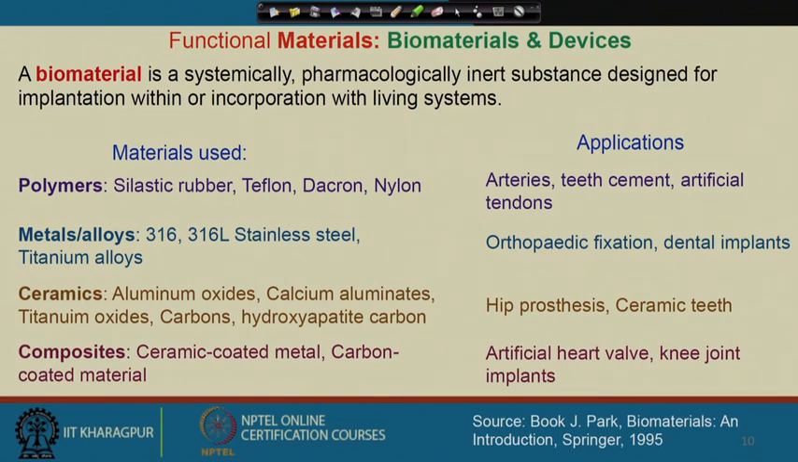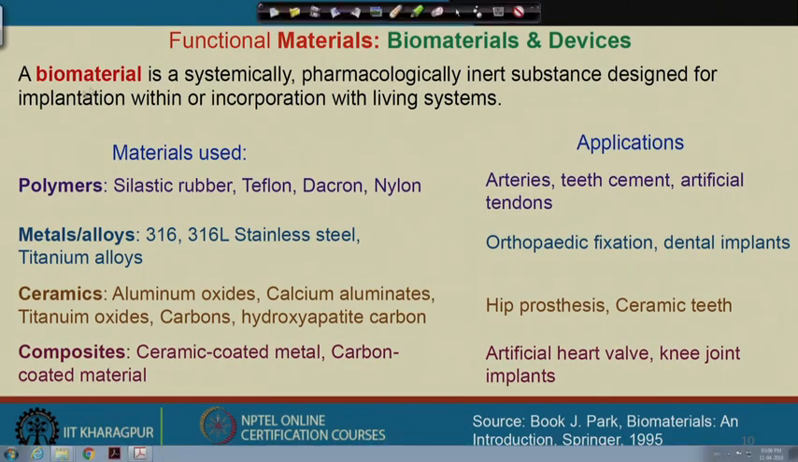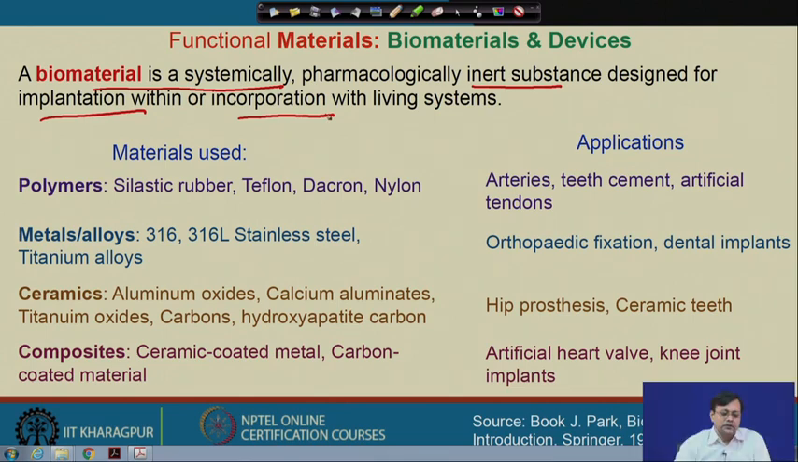Now, there is also a lot of development of biomaterials, which are also considered as an advanced material. The term biomaterial means a systemically and pharmacologically inert substance, which is designed for implantation within or incorporation with living systems. So, we incorporate some artificial materials into the body, and pharmacologically they are termed as biomaterials.